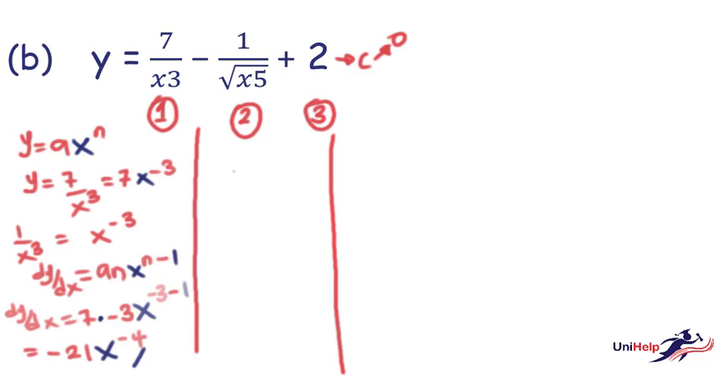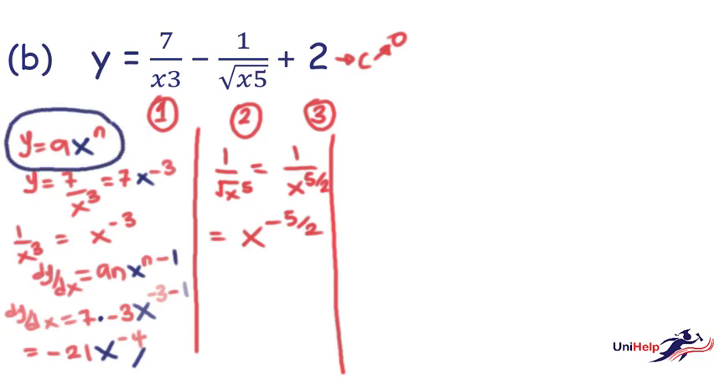To the next part, we have 1 over square root of x to the 5. Applying the laws of indices, this could also be written as 1 over x to the 5 over 2, which is equal to x to the negative 5 over 2. And this is in the form y is equal to ax to the power n. Therefore, the general rule could be applied.